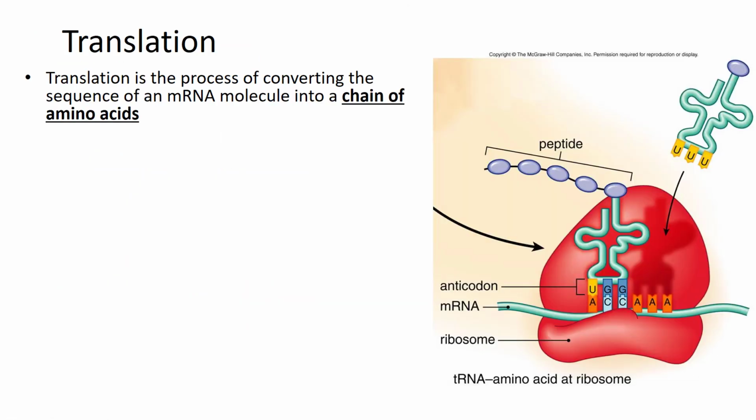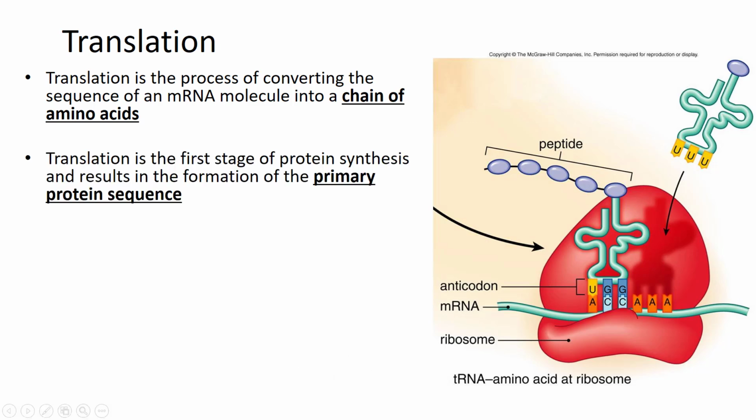So following transcription, the next process is translation. And this is the conversion of the mRNA into the protein. But more specifically, what we're doing with translation is we're building the chain of amino acids, which can be referred to as the primary protein sequence, can also be referred to as a polypeptide or a polypeptide chain. So ultimately what we're doing here with translation is attaching amino acids together to form a peptide or polypeptide chain, also known as the primary protein sequence.